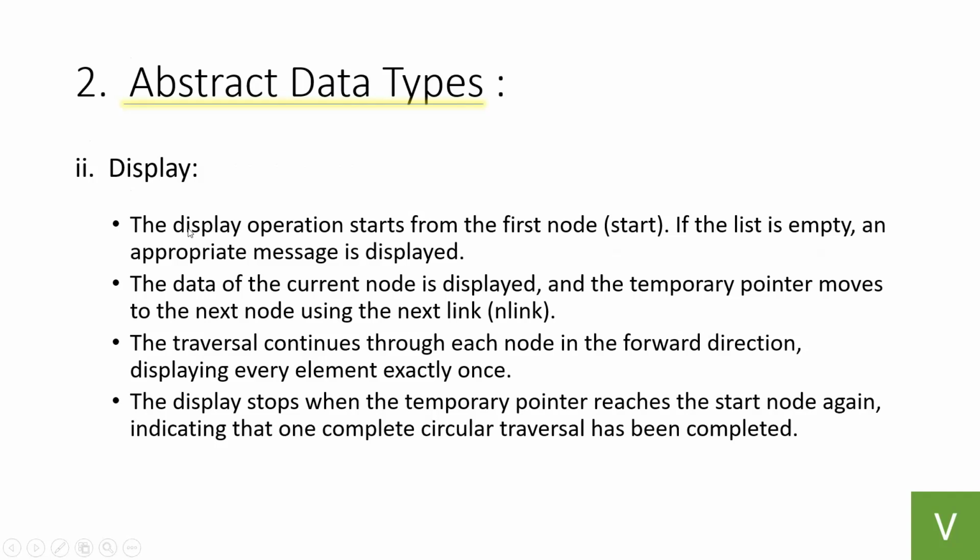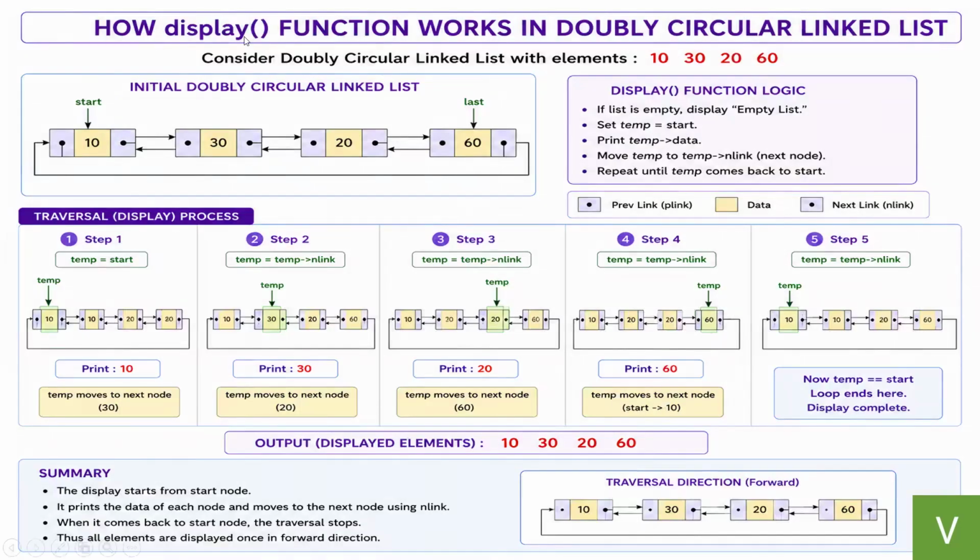Let us understand clearly with the help of an example. Let us consider we have a double circular linked list of 4 elements: 10, 30, 20, and 60. Here start corresponds to the starting element which is 10, and last corresponds to the last element which is 60. Here start and last are pointer variables. Start is not equal to null, so the list is not empty. So we will have a temporary variable temp, temp is equal to start, and then we will print the element which is 10.